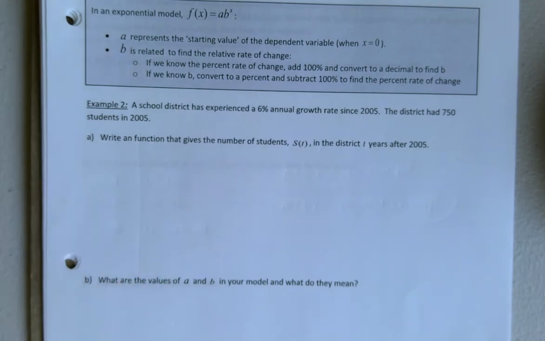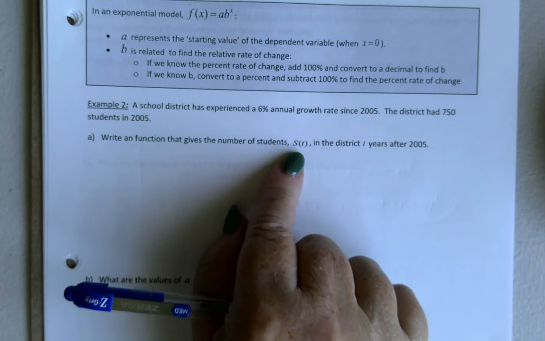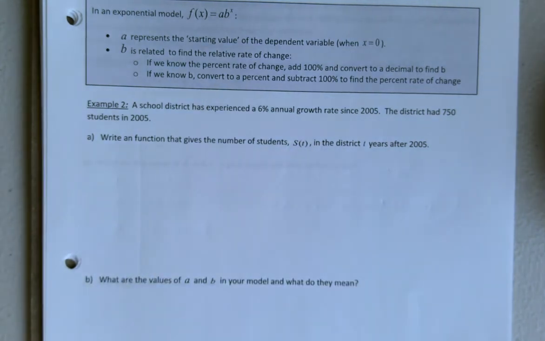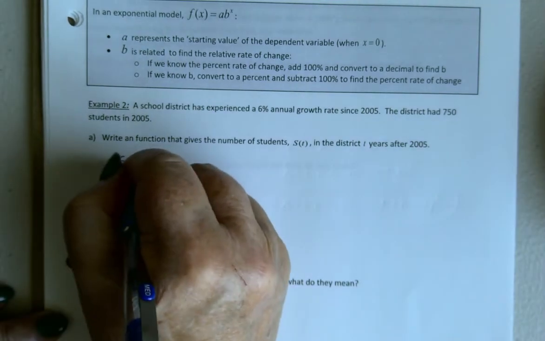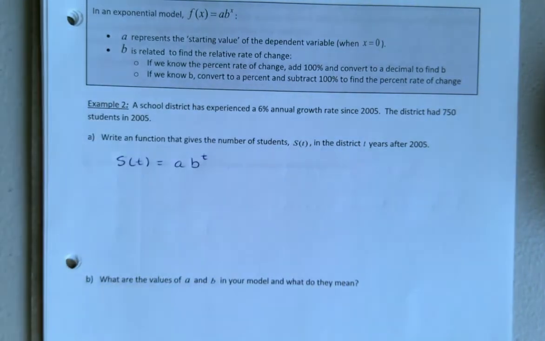All right, so in example 2, a school district has experienced a 6% annual growth rate since 2005. The district had 750 students in 2005, and we would like to write a function that gives the number of students, S of t, in the district t years after 2005. So we're looking for S of t equals ab to the t.